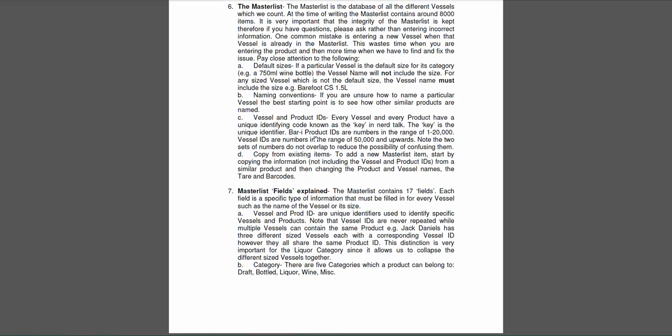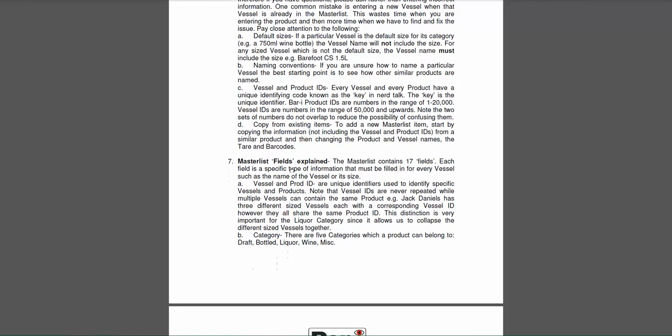Note and pay attention here that the product IDs are in the range of 1 through 20,000. So if its number is between 1 and 20,000, it's definitely a product ID you're looking at. Conversely, if the number is 50,000 or higher, it's definitely a vessel ID. The reason we don't overlap these is just to reduce the possibility of confusing them. But be aware, because you write recipes at the product level, you're going to deal a lot more with the product IDs, but just be aware there also are vessel IDs that are unique. Mention it as well, but copy from existing items.